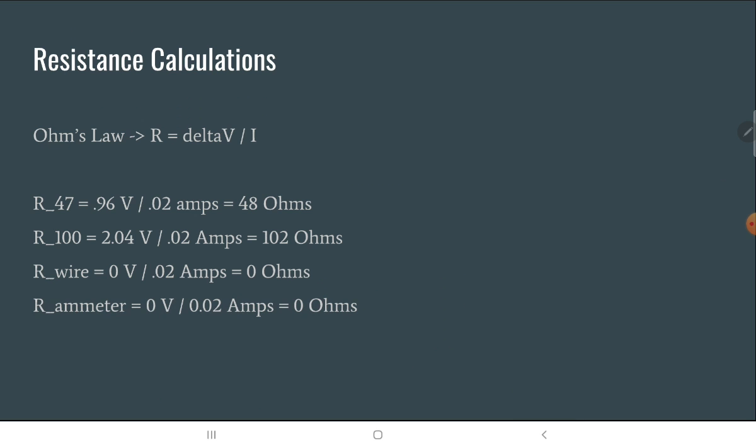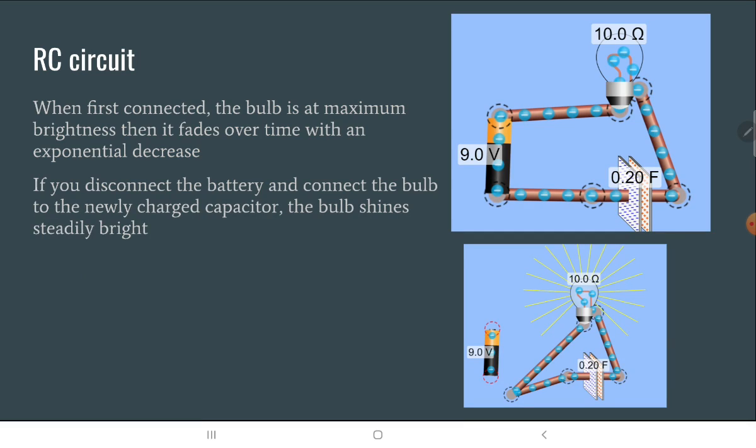Here are the resistance calculations, again using Ohm's law. So we see that the resistor of 47 ohms gives a 48 ohm resistance. The second resistor has 102 ohm resistance. The wire and the ammeter both have 0 because they have no voltage going through them.